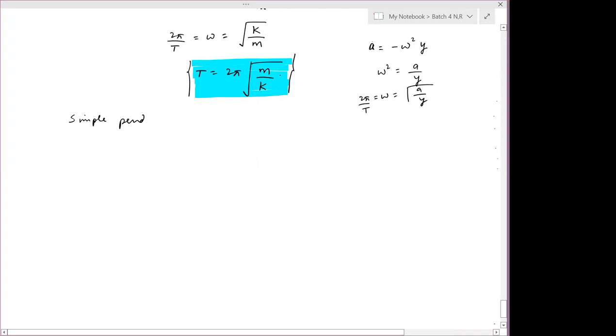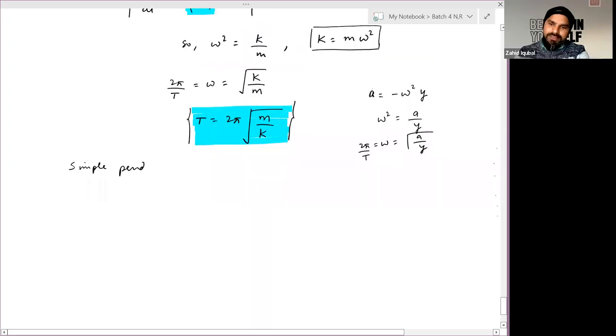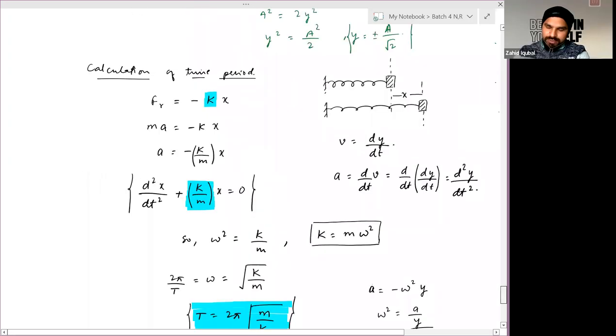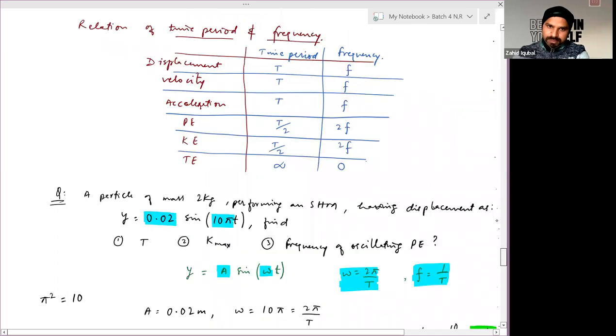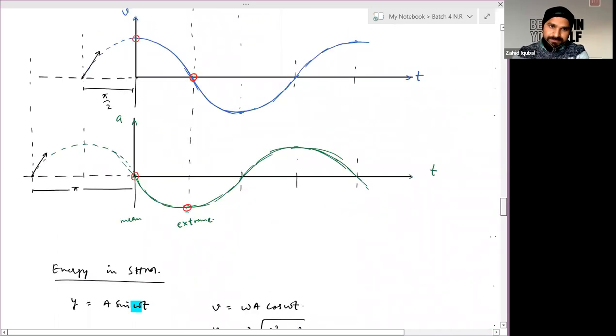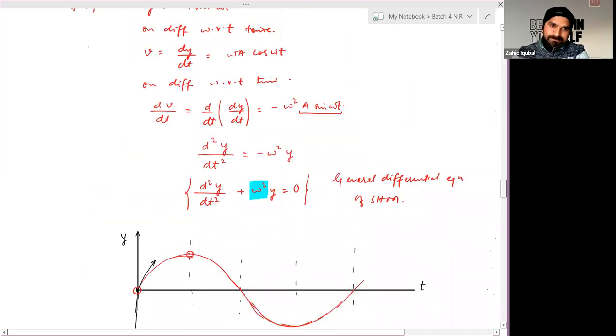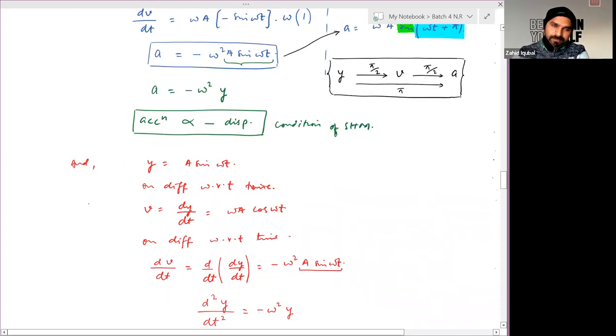Okay, sir. But how did we get a equals minus omega square y? I defined it in this particular part in the last topic. Let me just show you. Just see this. Okay, sir.